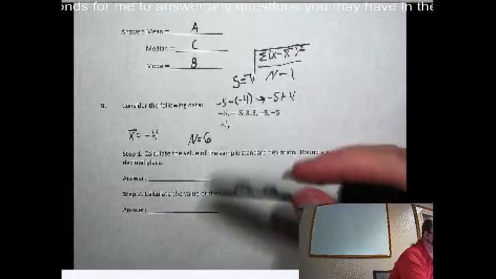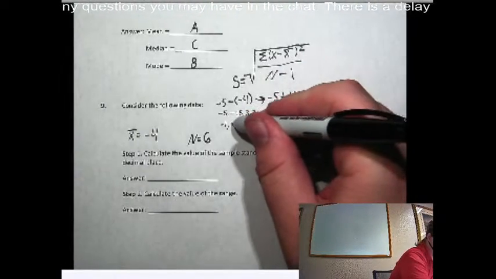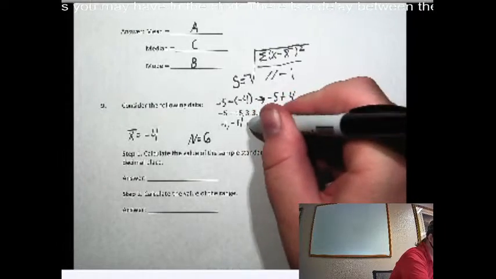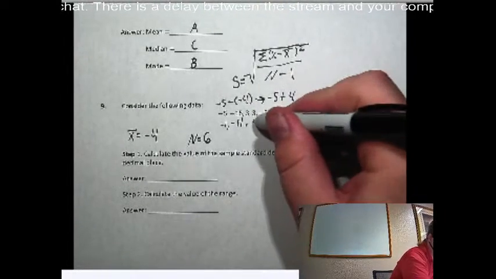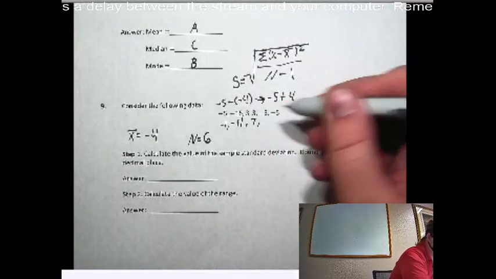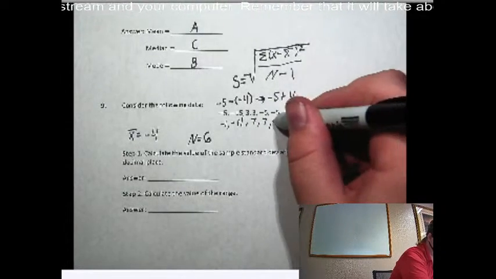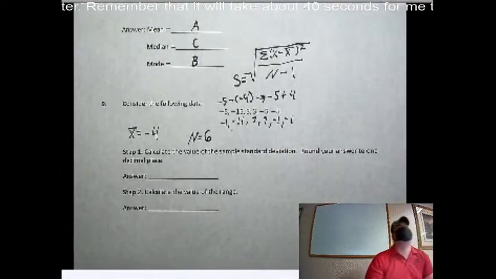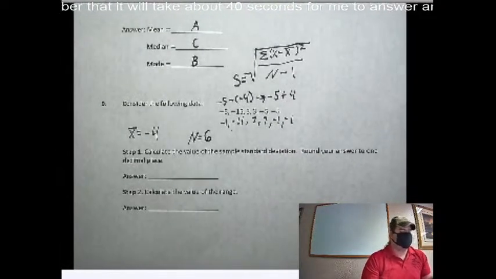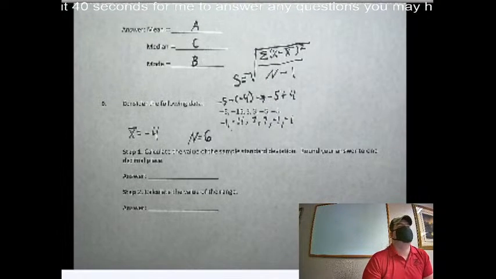Negative 15 plus 4 is going to give us negative 11. 3 plus 4 is going to give us positive 7. Again, 3 plus 4 is positive 7. Negative 5 is negative 1. Negative 5, again, will give us negative 1. So we've subtracted our mean from each of our x values.